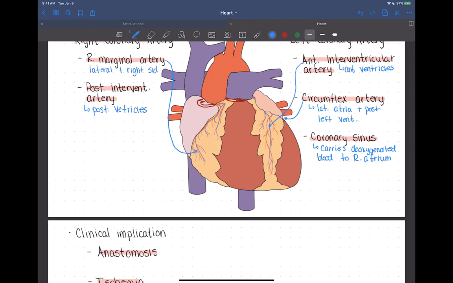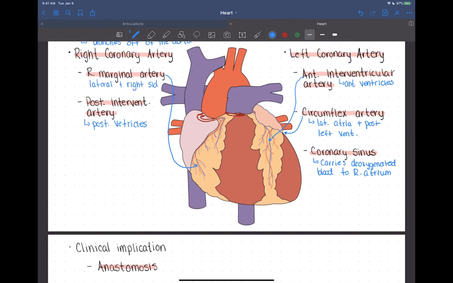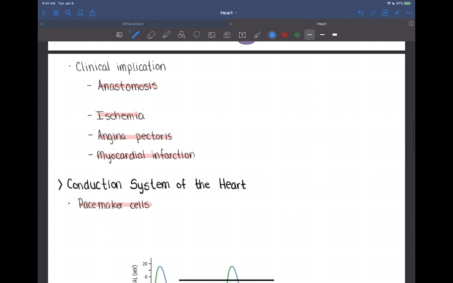All that blood, after the oxygen has been used by the cardiac muscle tissue, will return to the heart via this coronary sinus. Okay. So a couple implications and some terms you've probably heard of pertaining to coronary circulation. First of all, an anastomosis. You may not have heard of this, but it is a very important concept to understand. An anastomosis is a connection between blood vessels.